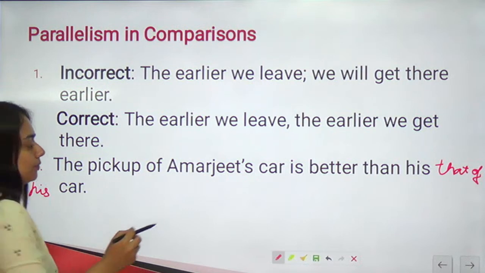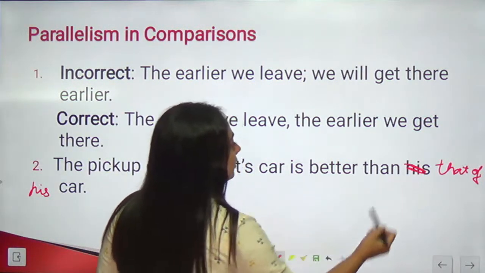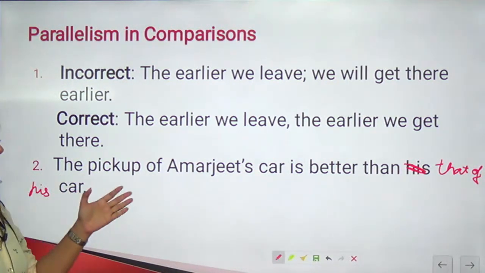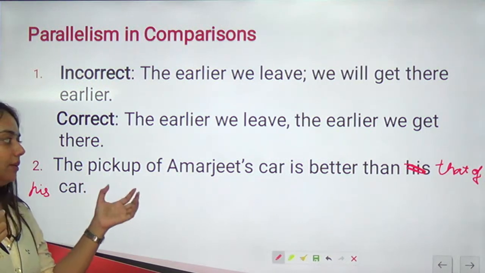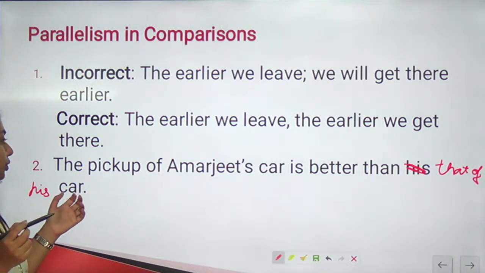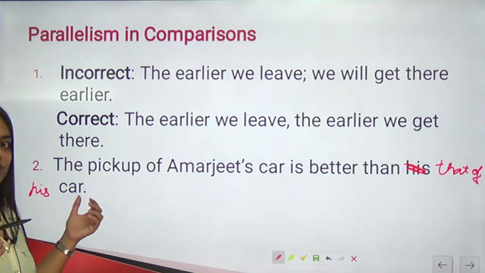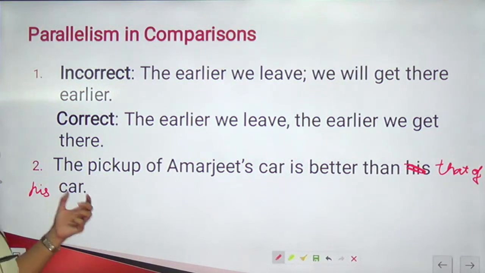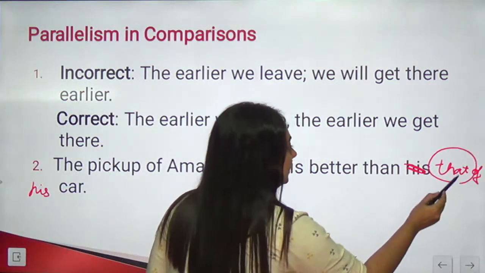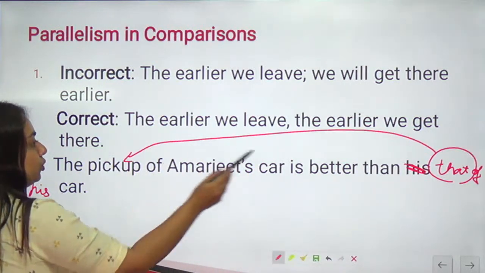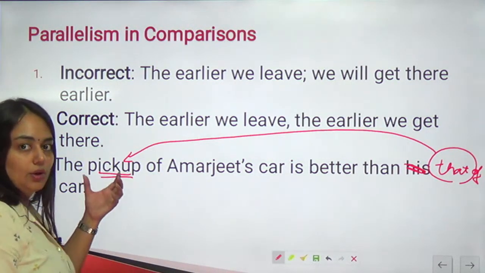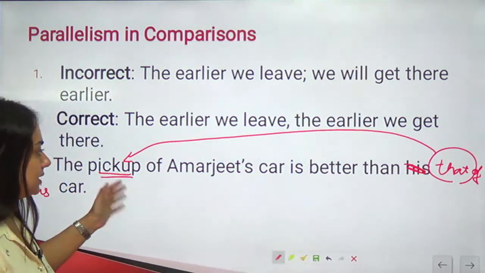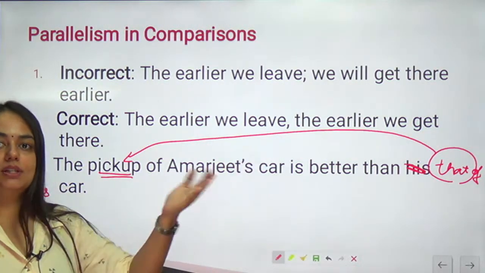Better than that of his car is the right form. Before writing this, we did not know what we were comparing to. The pickup of Amarjeet's car was as if compared to the other car, but we have to say the pickup of the other car. So to bring in that same meaning, the same connotation, we need to add this relative "that". This "that" is a pronoun used for the noun pickup. Now instead of using the same word pickup there, I have used a relative pronoun and it makes complete sense. And the comparison seems to be between the same grammatical things.